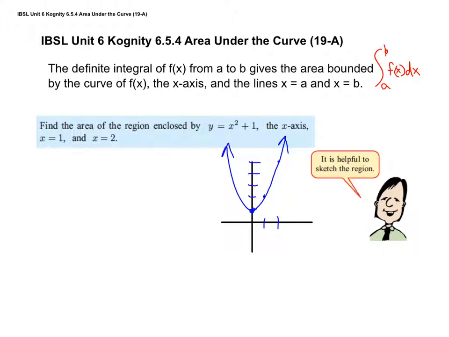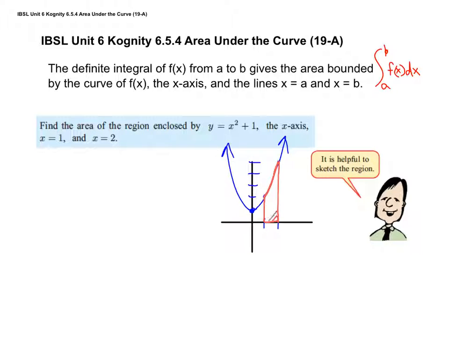Now, in this case here, we're asked to find the area of a region enclosed by the graph of y equals x squared plus 1. So that's the parabola you see here, the x-axis, x equals 1 and x equals 2. And I would always recommend, if not actually sketching, at least visualizing what the graph looks like, because this is the area that we're trying to find.